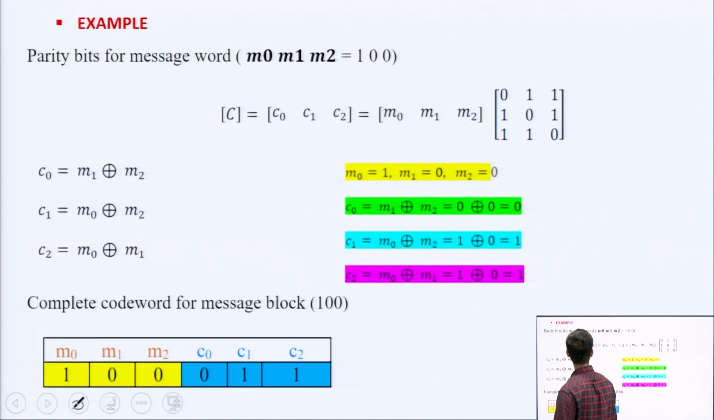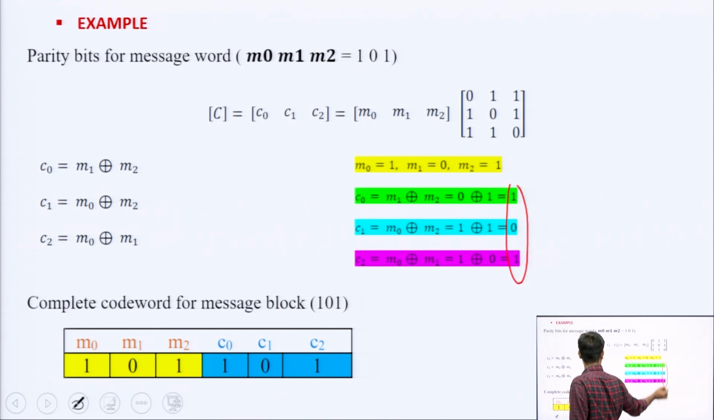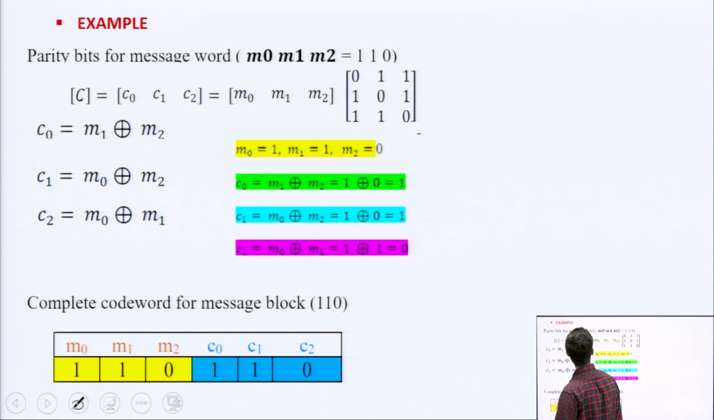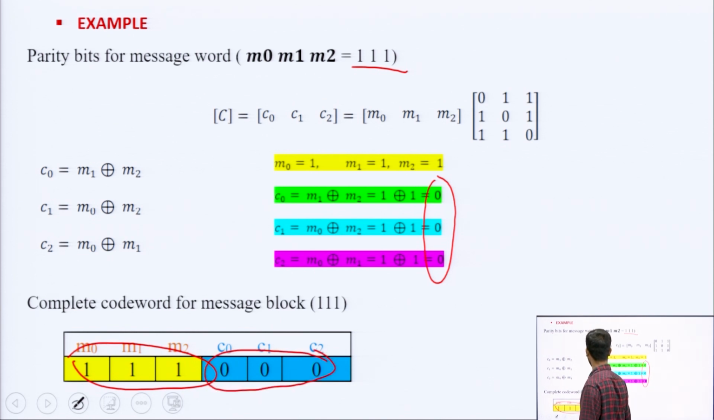Similarly, for 100 we get parity bits 011, and for 101 we get 101. This is the complete code word. For M0, M1, M2 equal to 110, we get 110, so this is the message part and this is the parity part: 110110. Similarly, for 111, we get 000, so the complete code word is 111 with 000.